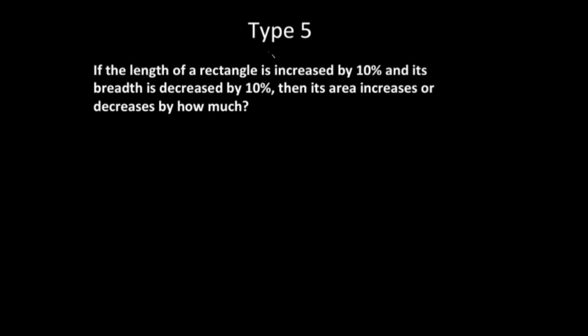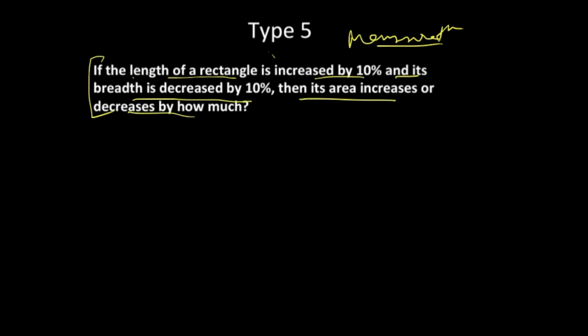So type 5 says if it is a mensuration type of question, all you are doing is using some concepts of geometry, that's all. If the length of a rectangle is increased by 10% and its breadth is decreased by 10%, then its area increases or decreases by how much? So you must know that a rectangle's area is actually its length into breadth.